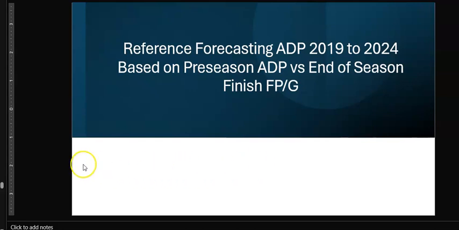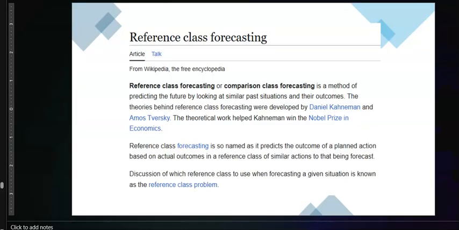And you're probably saying, what is reference class forecasting? I've done some video lessons previously in my 400 or 500 lessons that are out there. Go visit them. I go into more detail. This is from Wikipedia. It's a method of predicting the future, looking at past situations and outcomes. And it goes into where this came from.